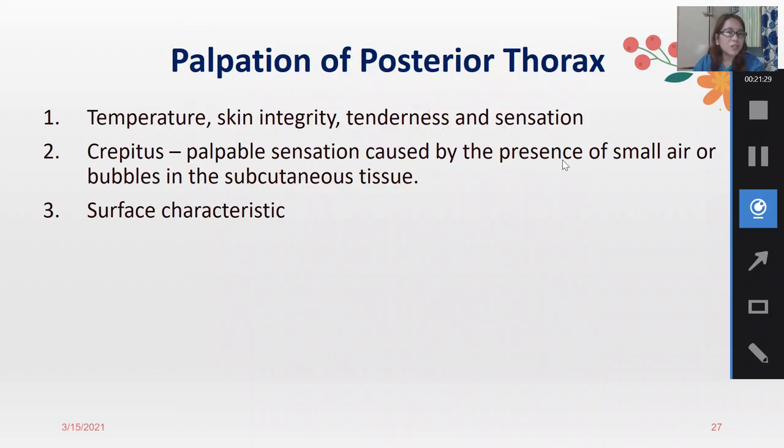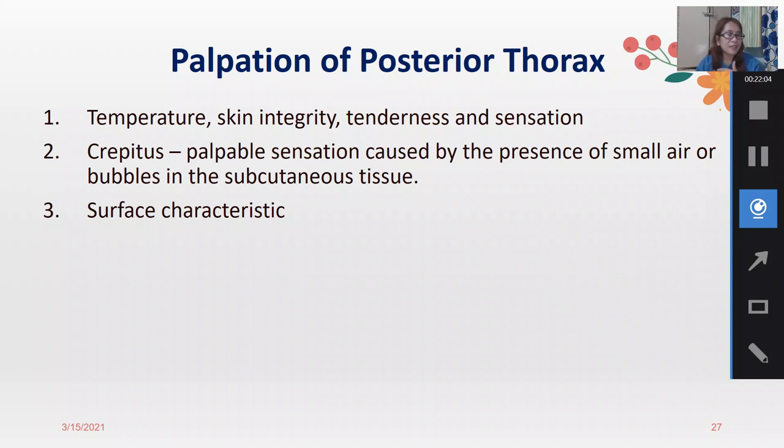So, palpation of posterior thorax. You will palpate also the posterior thorax for the temperature, the skin integrity, the tenderness, and sensation. So, dapat uniform ang temperature. Walang masses, walang pain. The crepitus. You observe also ang crepitus. There is no palpable sensation caused by the presence of small air or bubbles in the subcutaneous tissue.